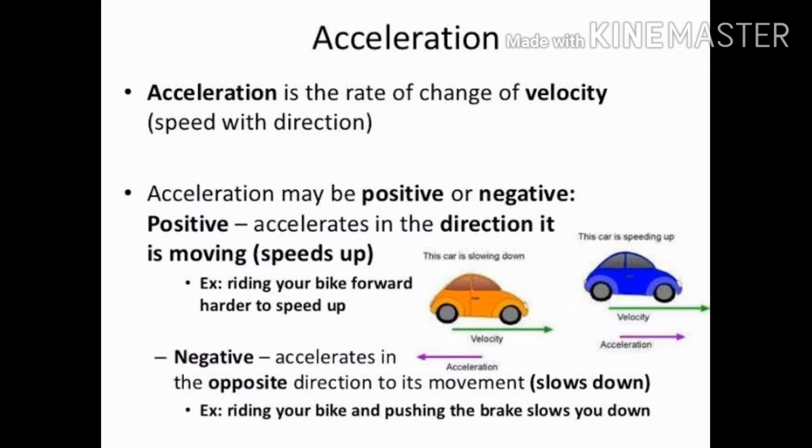Acceleration may be positive or negative. This is a very important point, please note it down. Positive means it accelerates in the direction it is moving, so it speeds up. Negative means it accelerates in the opposite direction to its movement, which slows it down. Example: riding your bike and pushing the brake slows you down. And for positive, riding your bike forward harder to speed it up.